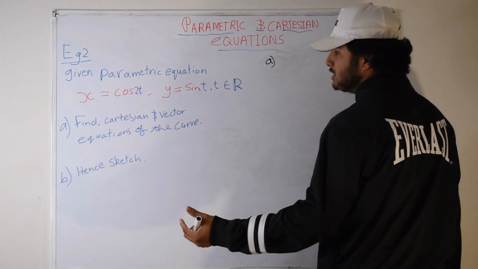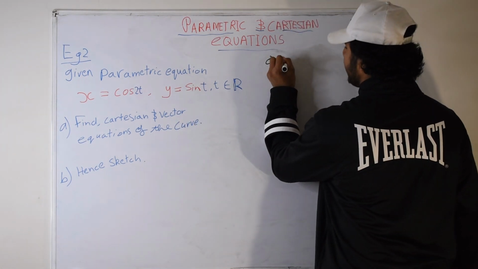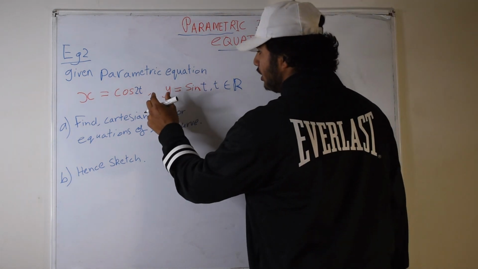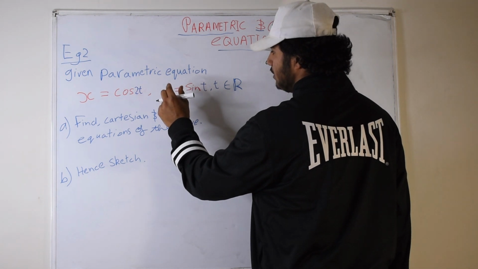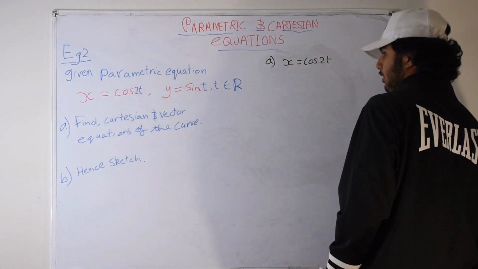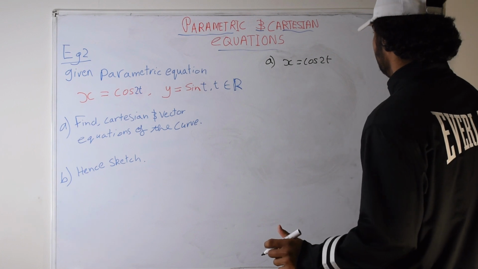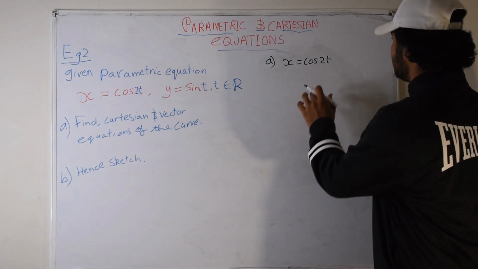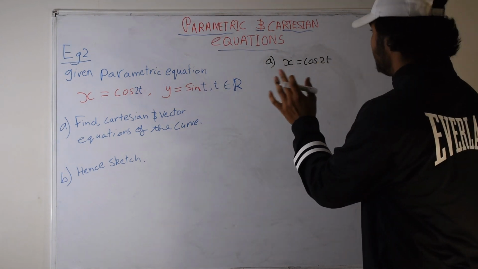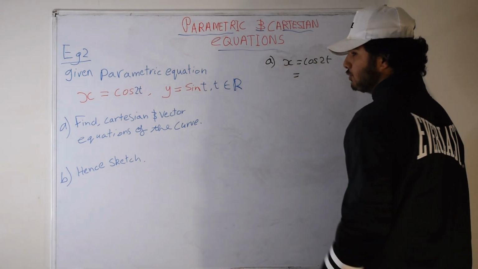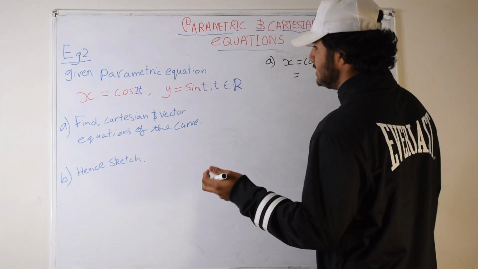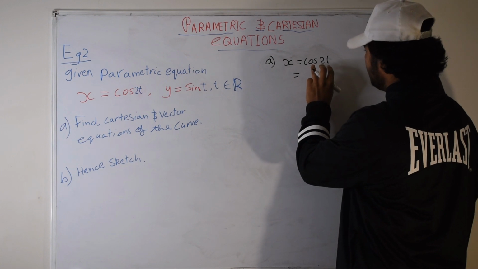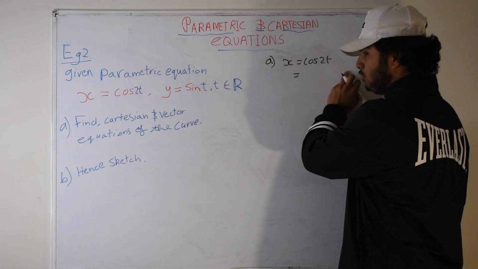To find a Cartesian equation, x equals cos of 2t. A Cartesian equation will be writing y in terms of x, correct? Cos of 2t, trigonometric identities, we can understand cos of 2t is cos squared t minus sine squared t, but cos squared t can also equal 1 minus sine squared t. So there's three different identities for cos 2t.